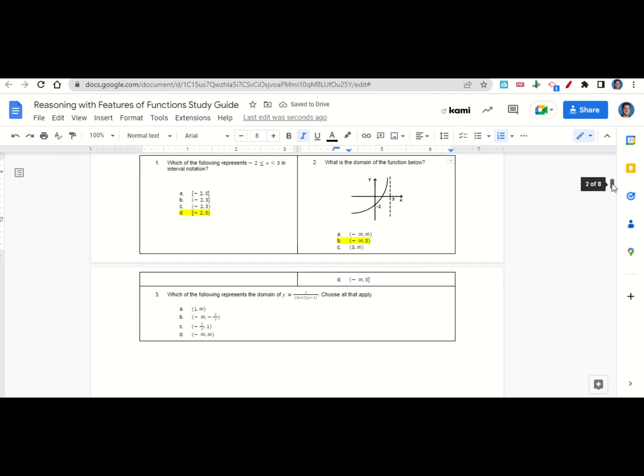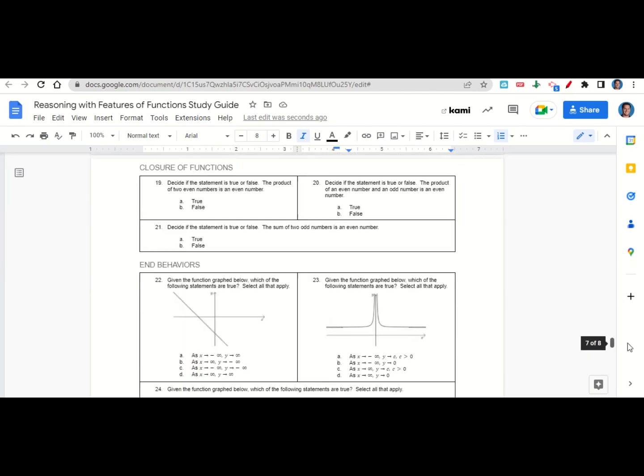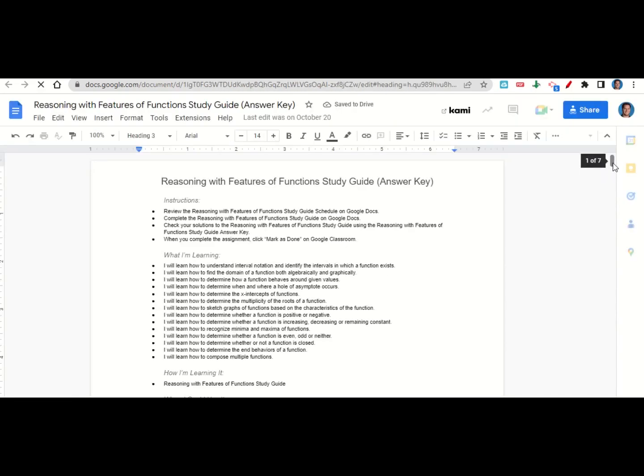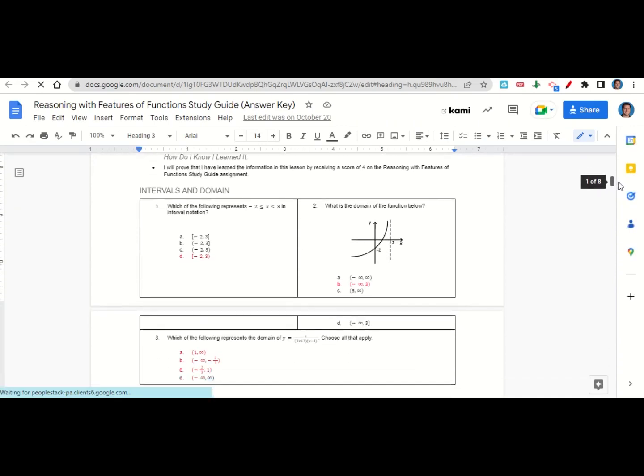And we'll continue to answer all of these questions until we get to the end. Once we get to the end, we will go to our answer key and we can check our work. Well, the first one we said was D and the second one was B. And we can see that we got both of those right. So you can check all of your work using this answer key.